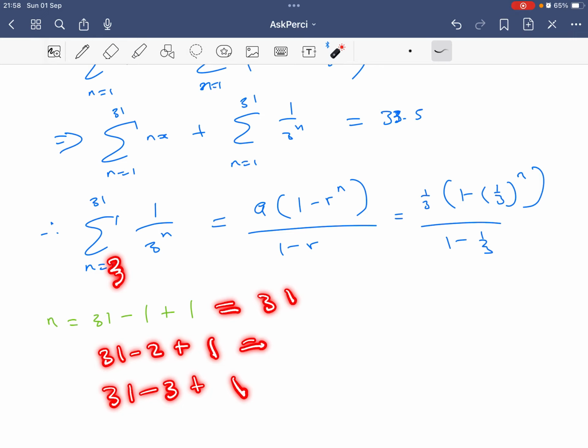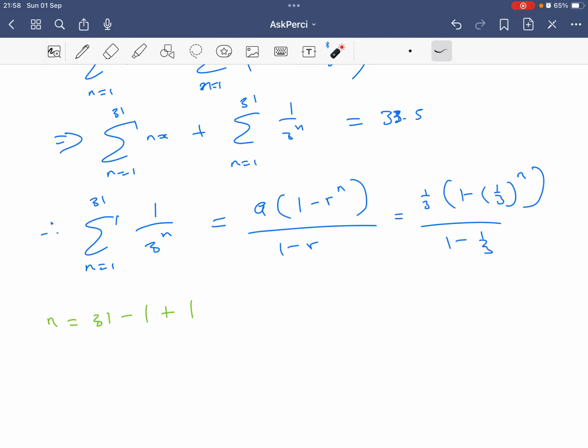What's the number? 30, right? Your n here could be 29. So please make sure you calculate your n correctly. It's very important. You might lose marks here. So this is 31. Your n is 31.